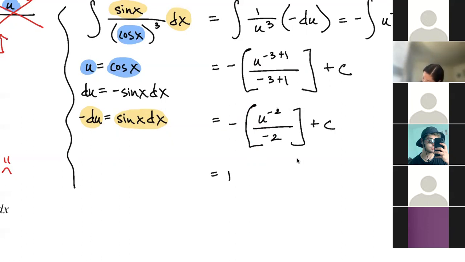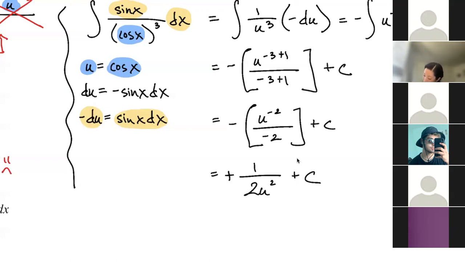Good. So I have positive 1 over 2 u squared plus c. Okay. We understand why there's a 2 in the denominator. The 2 was from that negative 2 that was down there, right? But then what Thea said, another way of writing u to the negative 2 is to bump that u squared down to the bottom.